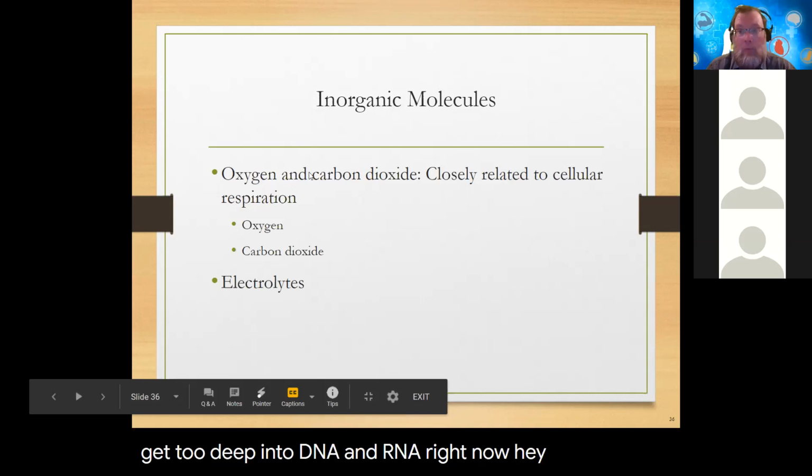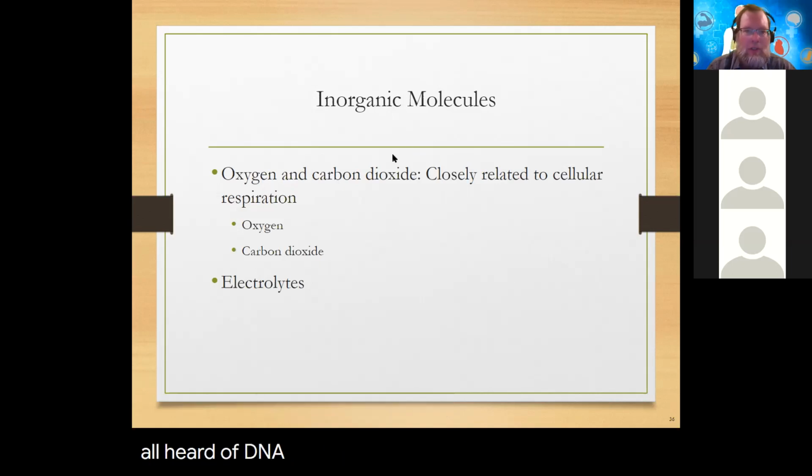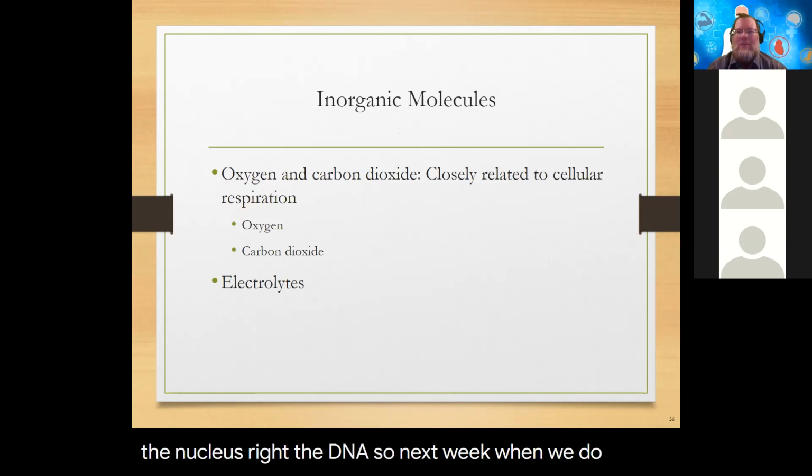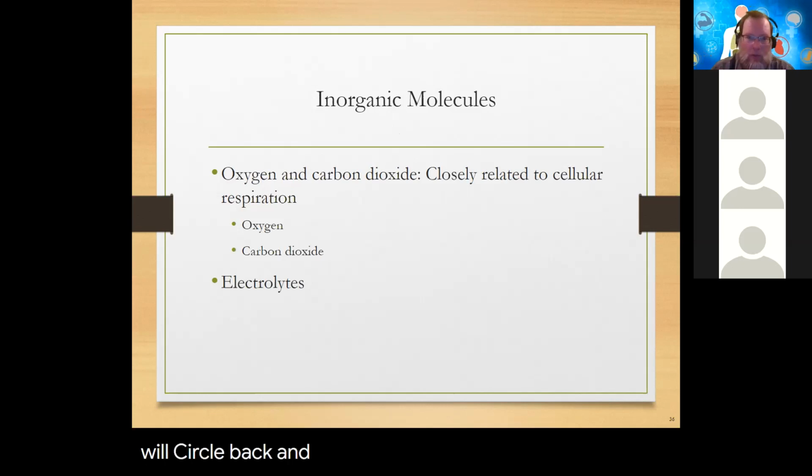Okay. Again, you've all heard of DNA, I'm sure, at some point. It comes from the nucleus, right? So next week when we do cells, we'll circle back and look at the nucleus and DNA a little bit more. All right, so the big inorganics, we've got oxygen and carbon dioxide. Again, these are kind of the opposites. Oxygen is the grocery coming in, carbon dioxide is the waste that leaves. Okay, so those are your two biggies on the inorganic end.